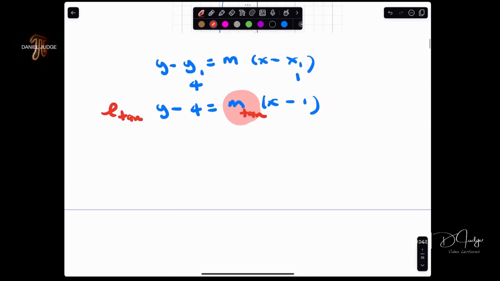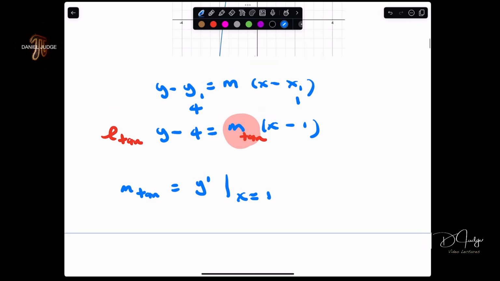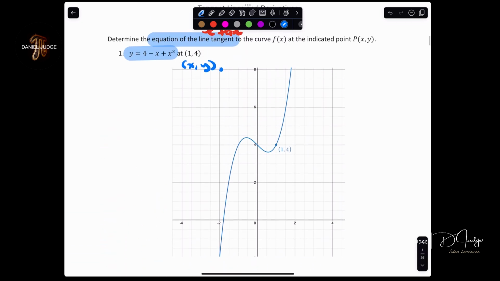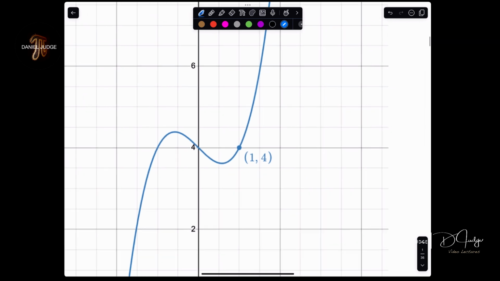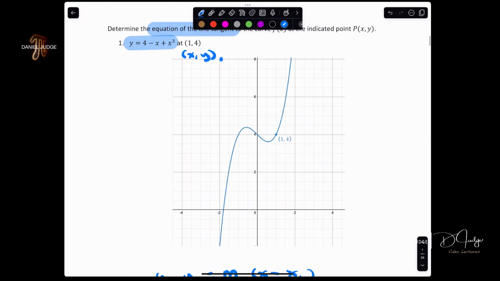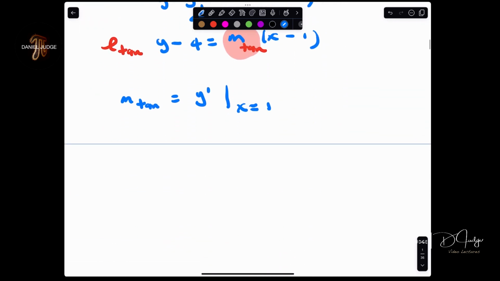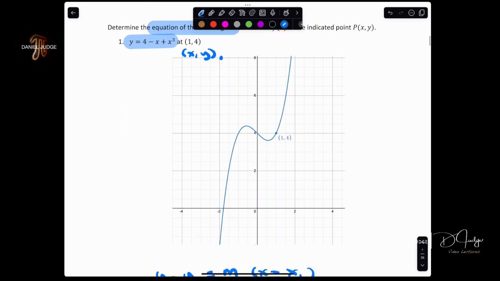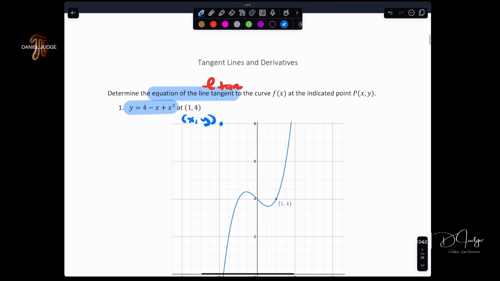Okay, the definition is going to be, again, the derivative of the function evaluated at the x coordinate of 1. So remember, the x coordinate here is 1. And we're going to try to find the slope of that tangent line. So we need the derivative here. So we're going to use this operator notation, and the curve now is 4 minus x plus x to the third power.